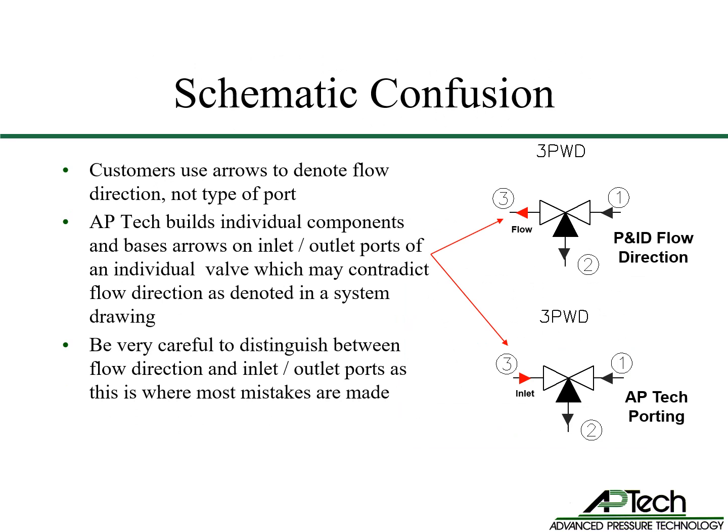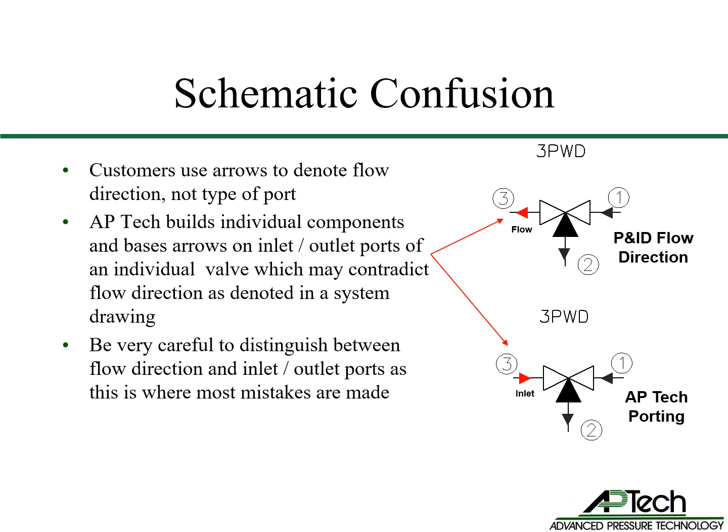A customer's piping system diagram may use arrows or triangles to indicate the flow direction, not the type of valve port. Be very careful to distinguish between P&ID flow direction and APTech inlet and outlet ports, as this is where most mistakes are made. In the top diagram, a customer's P&ID indicates flow direction with arrows.